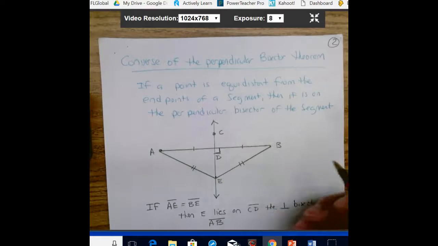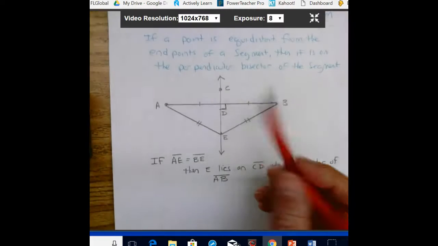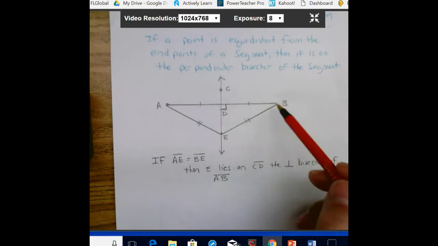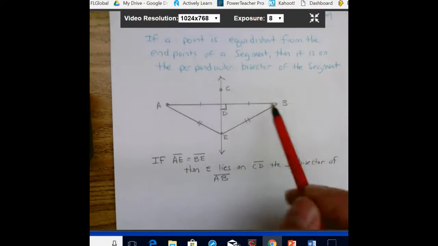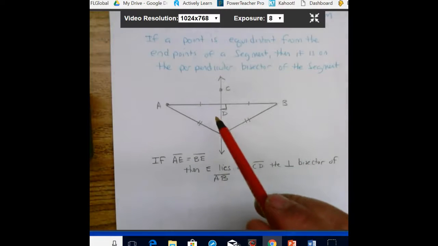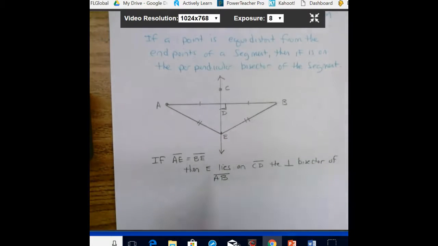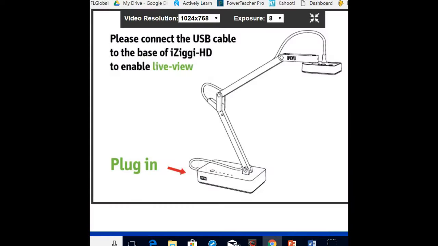We look at the angle, that means it's 90, and that means it's perpendicular. So then we can make some assumptions about it. And we can say this. So if AE equals BE, then E lies on CD, and it is the perpendicular bisector of AB. So we know if this line cuts through here, and we know that this side is equal to that, we can then say this point is on CD, and it's a perpendicular bisector. That can be helpful when we're looking at lines and they're cutting across triangles and things like that. So those are the 2. And this one's the converse of the perpendicular bisector theorem.